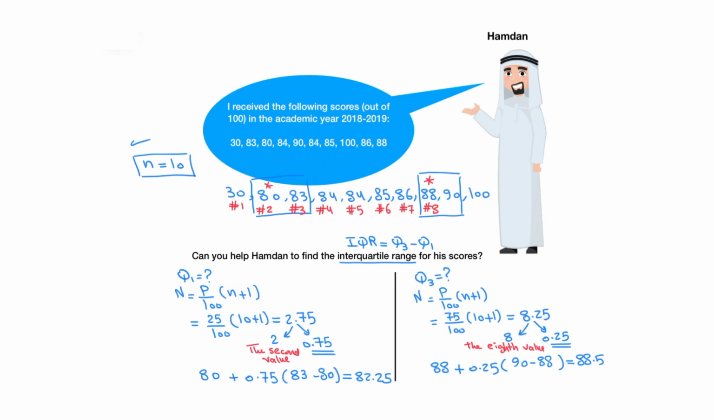Now let's go back to the IQR formula. IQR is Q3 minus Q1. So Q3 here is 88.5 minus Q1, which is 82.25. So the answer here is 6.25.